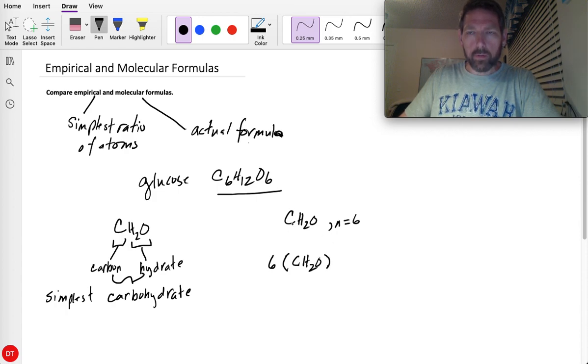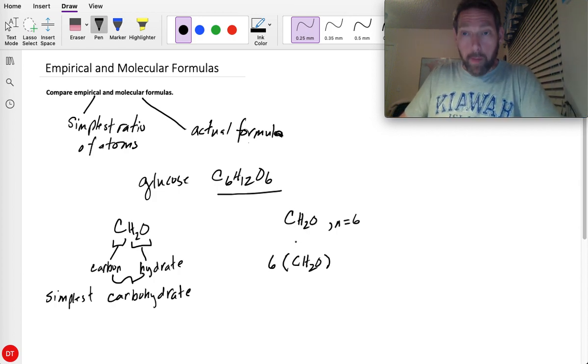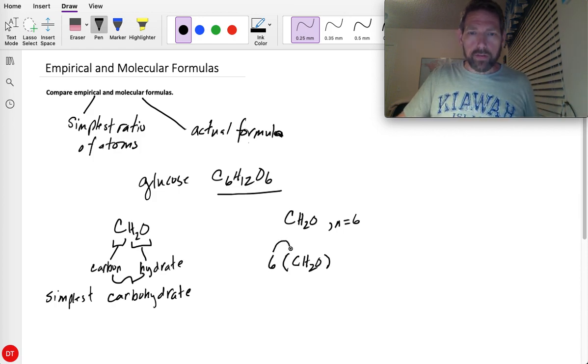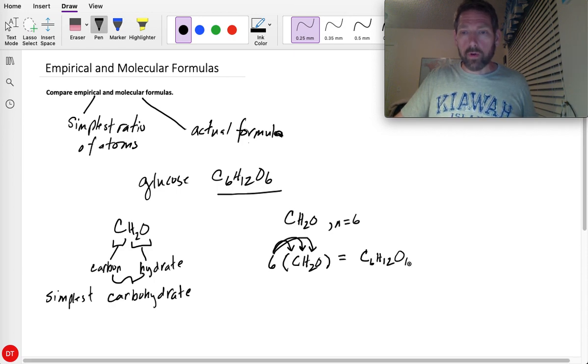Well, if you have 6 carbons, but the simplest ratio is 1 carbon to 2 hydrogens to 1 oxygen, then for every 6 carbons, these have to also change by that same amount, right? So you just do basic distributive math: 6 times this, 6 times this, and 6 times that. Well, that would equal C6H12O6. 6 times this 1 is 6, 6 times this 2 is 12, and 6 times this 1 right here is another 6.